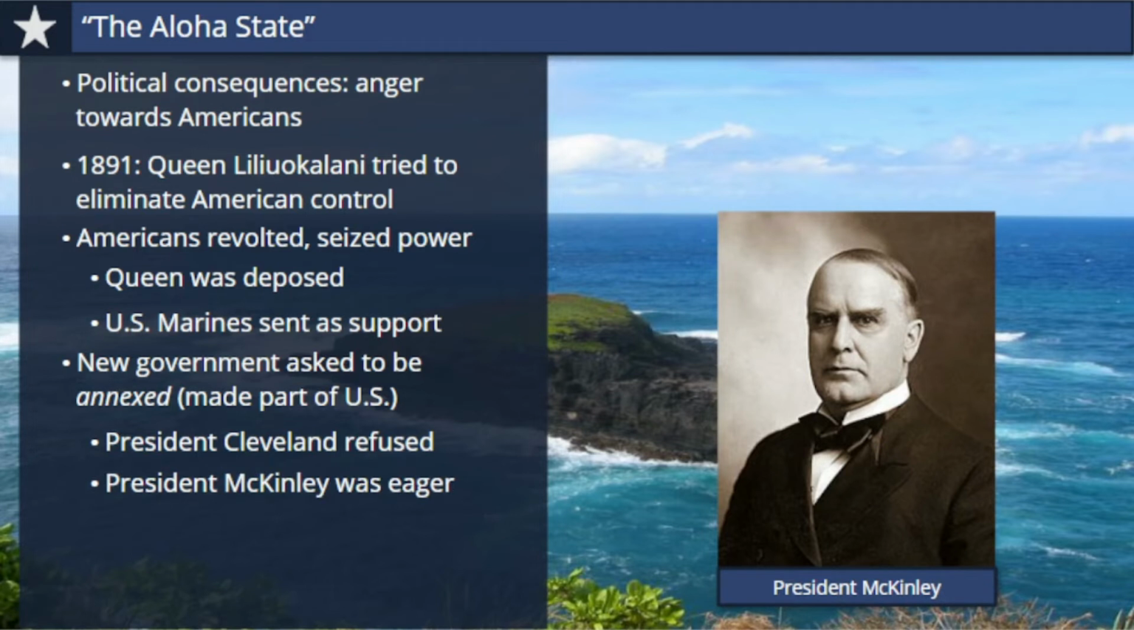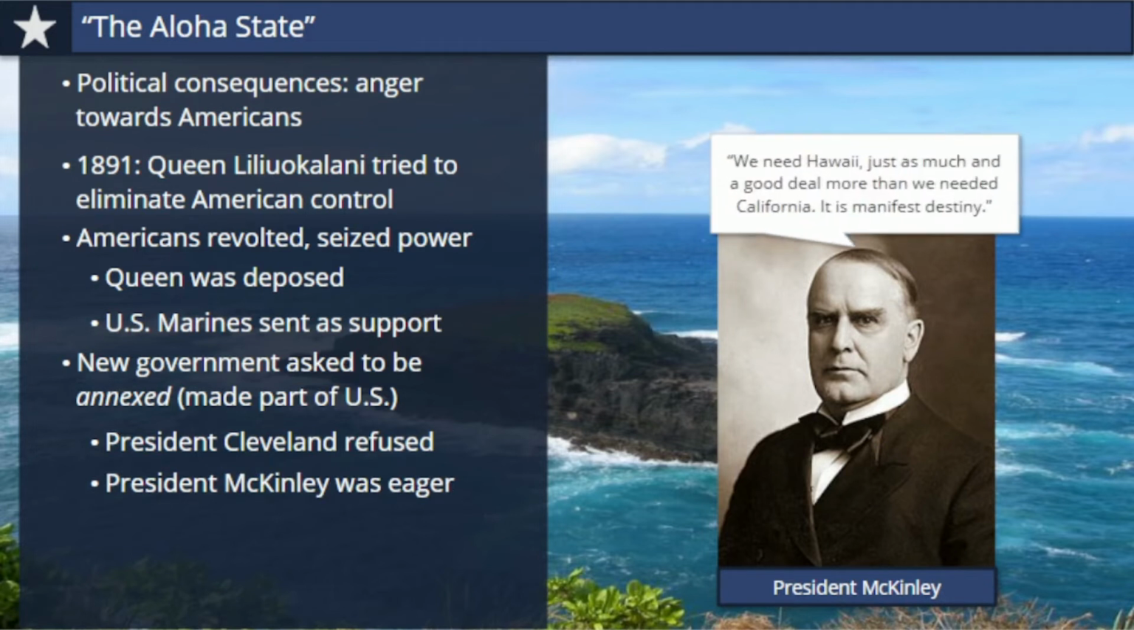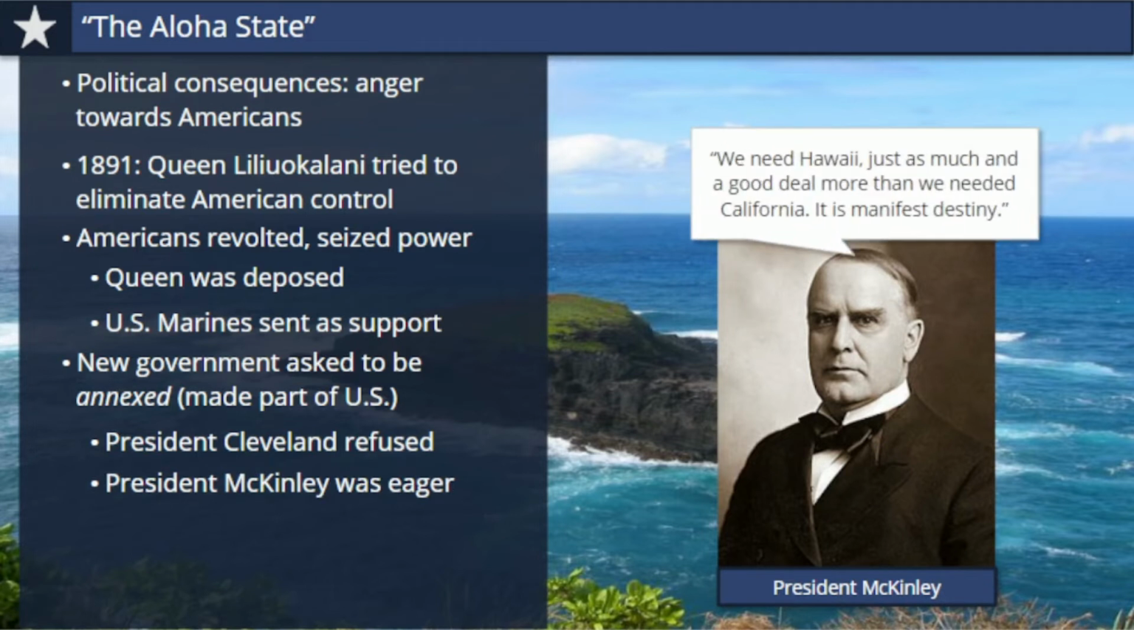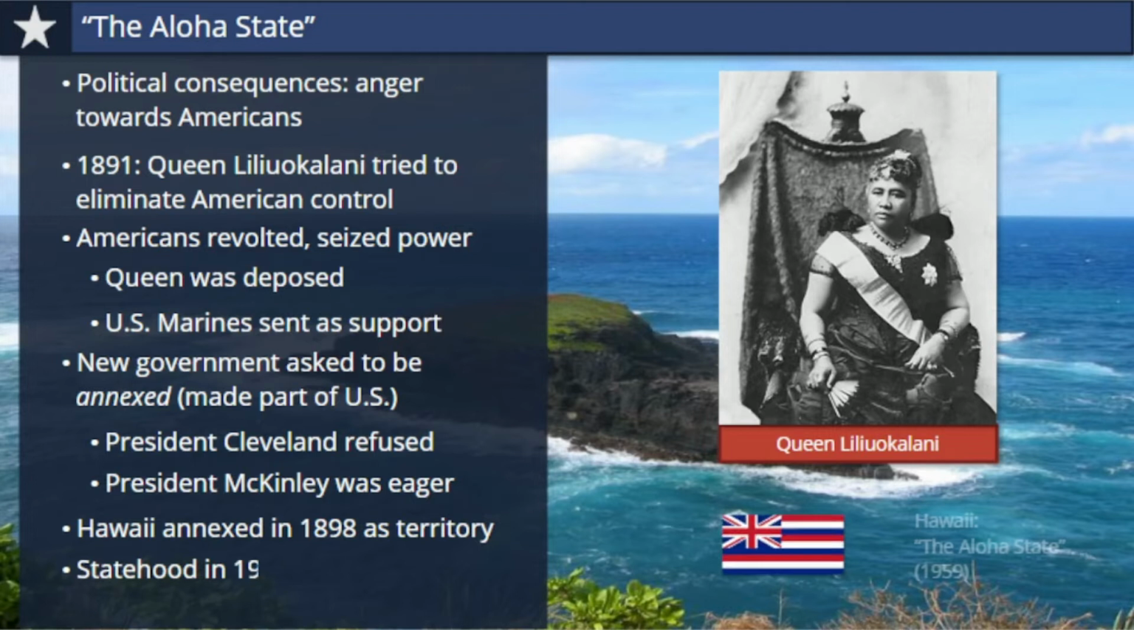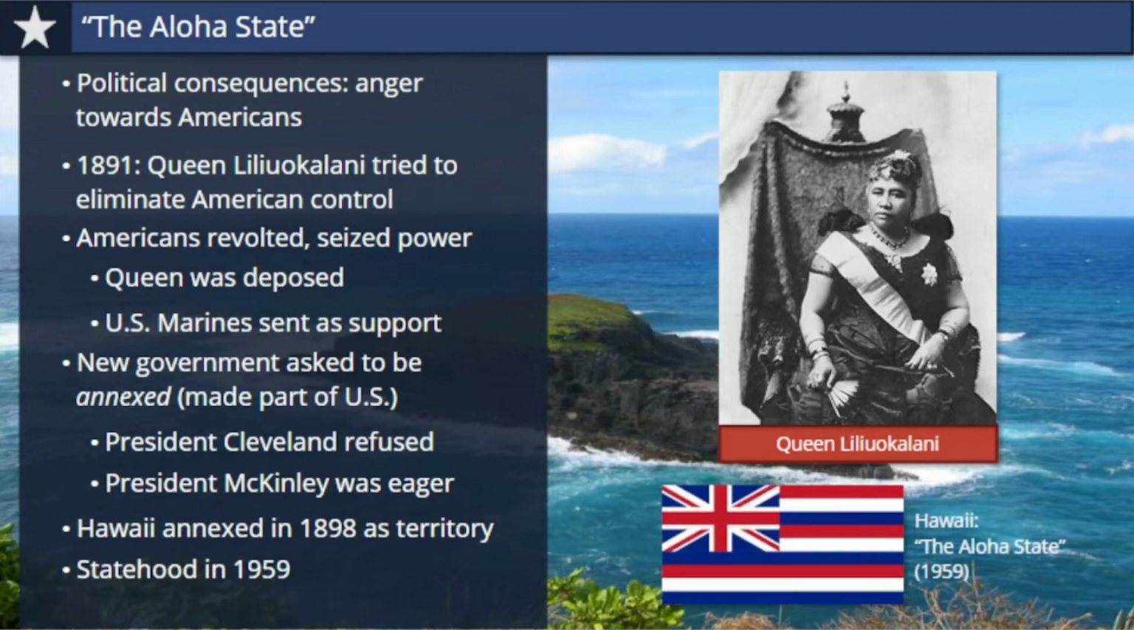McKinley was eager for annexation. "We need Hawaii," said McKinley, "just as much and a good deal more than we needed California. It is manifest destiny." President McKinley made sure that Hawaii was annexed in 1898, officially becoming a territory of the United States. Hawaii remained a territory for more than 60 years but became the 50th state in 1959.